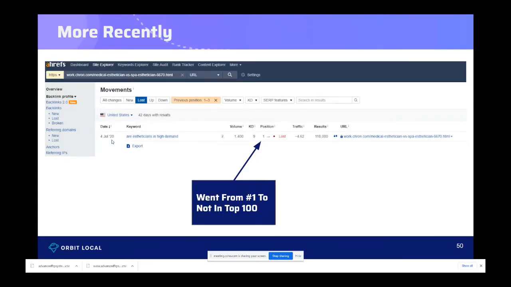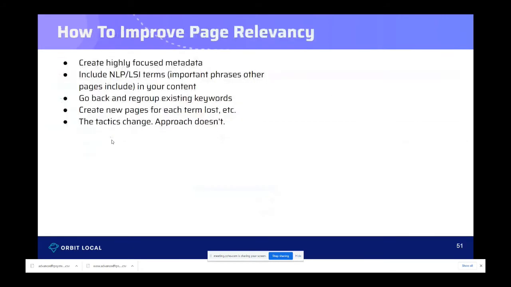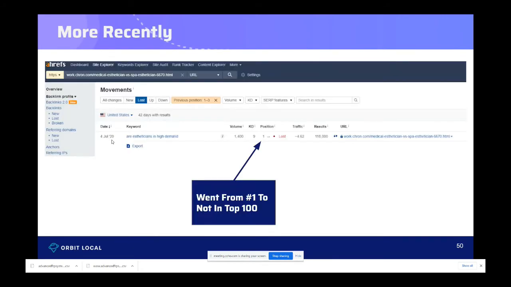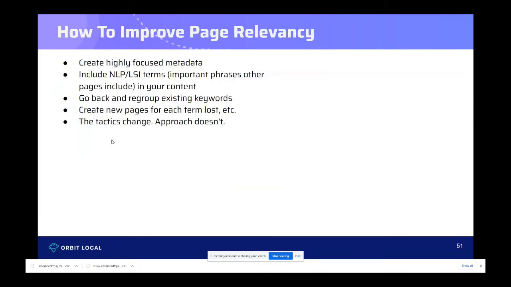And if you even look at this one here, are they in high demand, right? It was number one, and now it's not even in the top 100. And when you look at the SERP now, you'll see pages that are only this topic specifically are the only ones that are ranking for this now. So how do you improve your page relevancy?